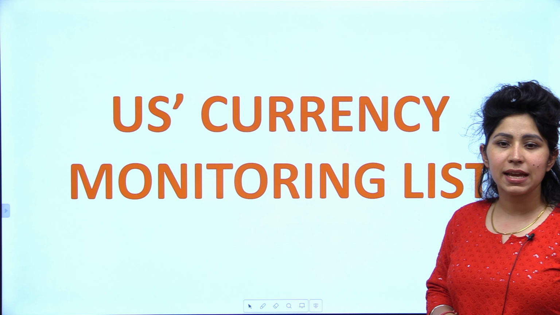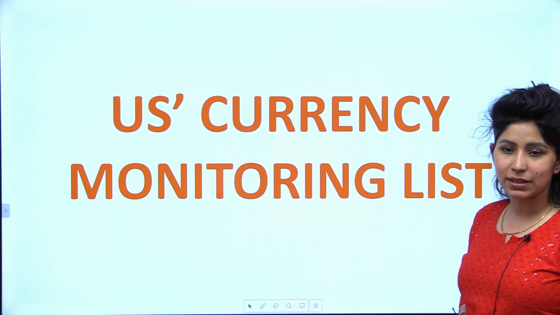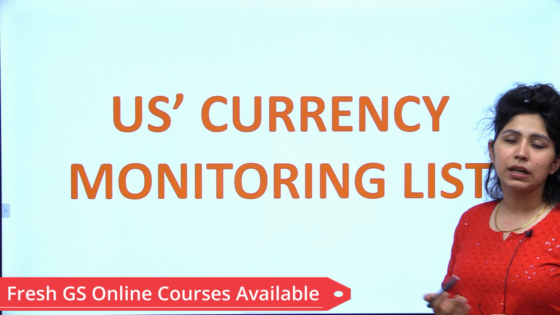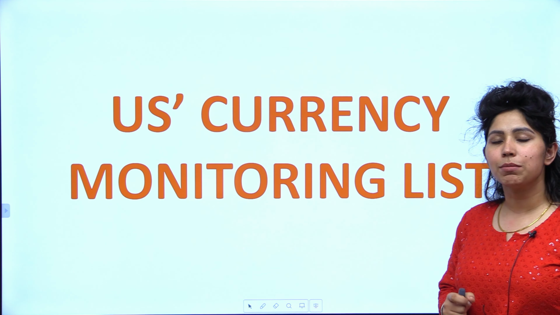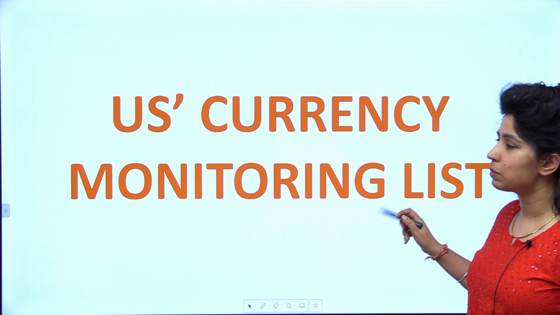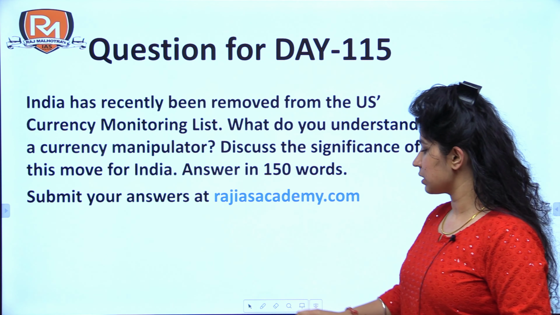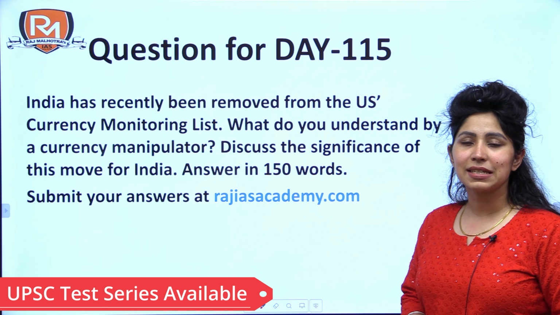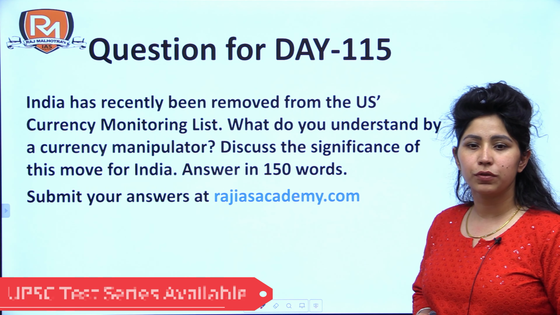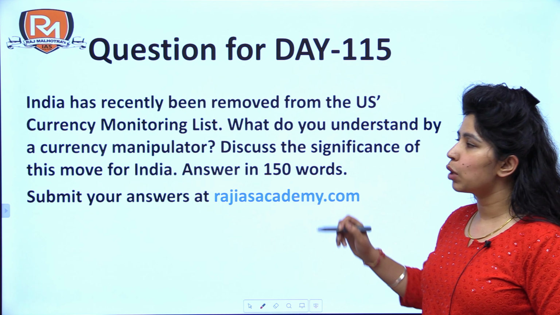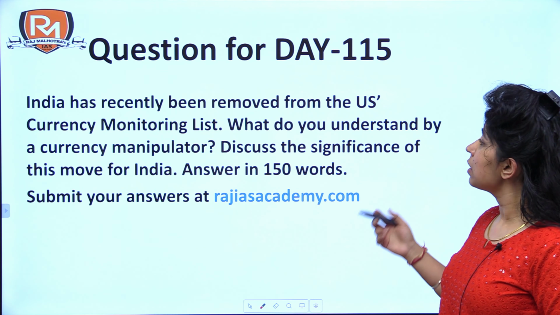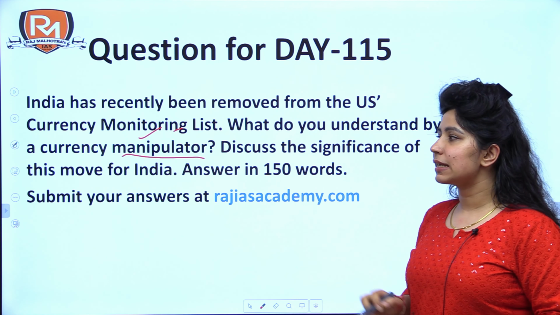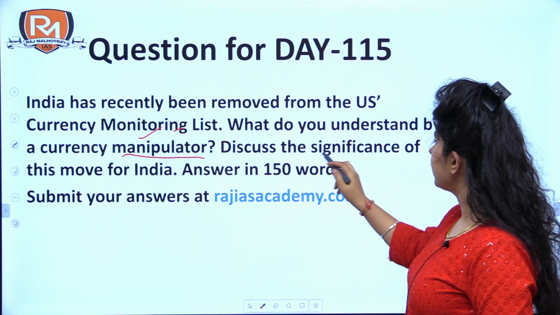So the topic for today is US's currency monitoring list. This has been in the news recently. So a question with regards to the GS paper 3 economy part of your syllabus has been framed regarding this, and let's see what the question is and how we will address it. The question is that India has recently been removed from the US's currency monitoring list. That is a statement. What do you understand by a currency manipulator? Discuss the significance of this move for India.